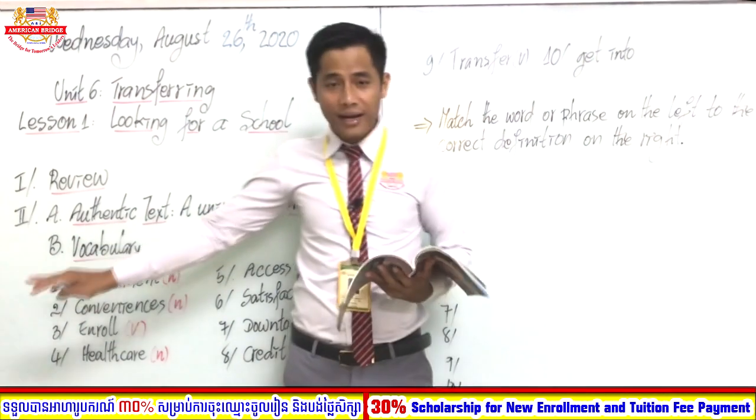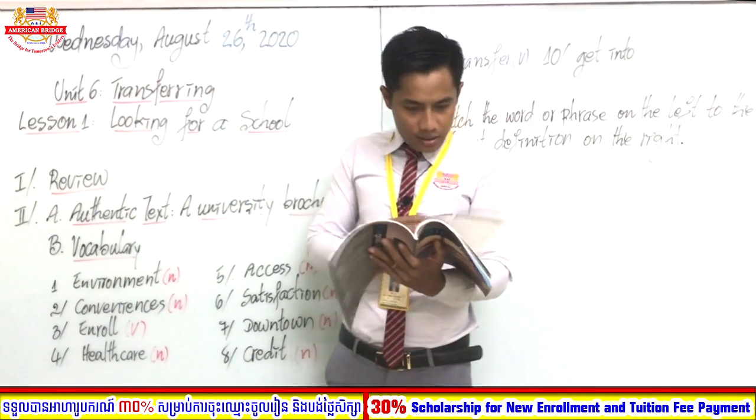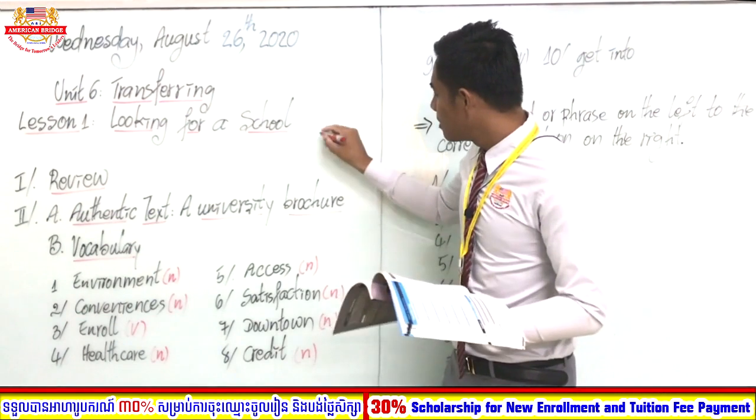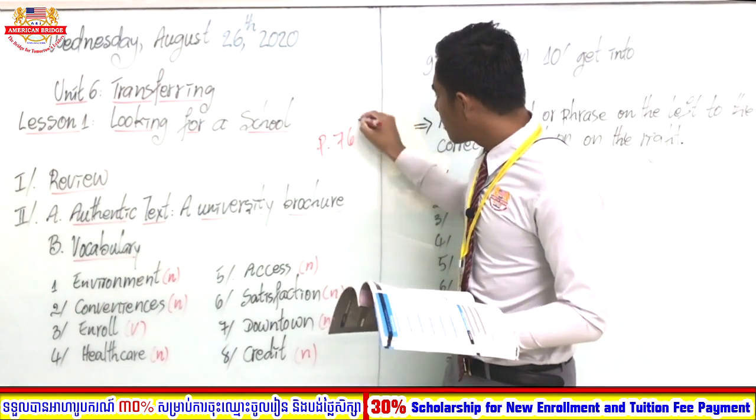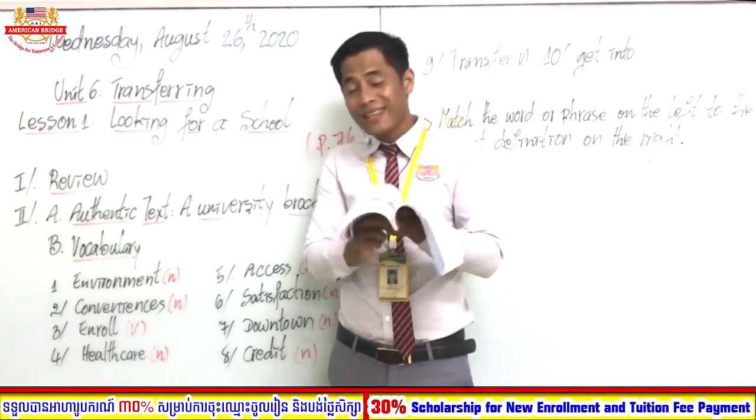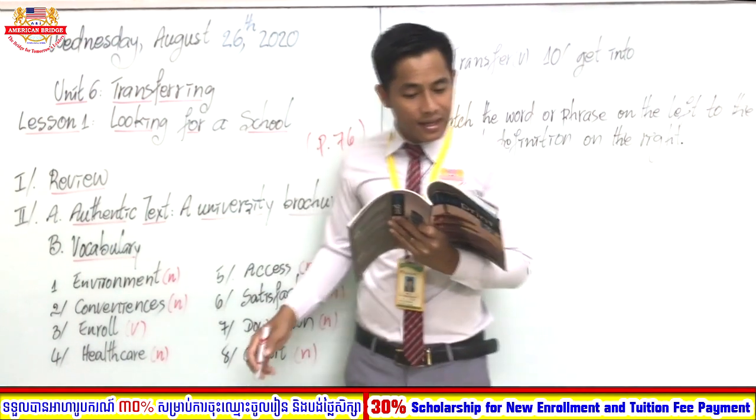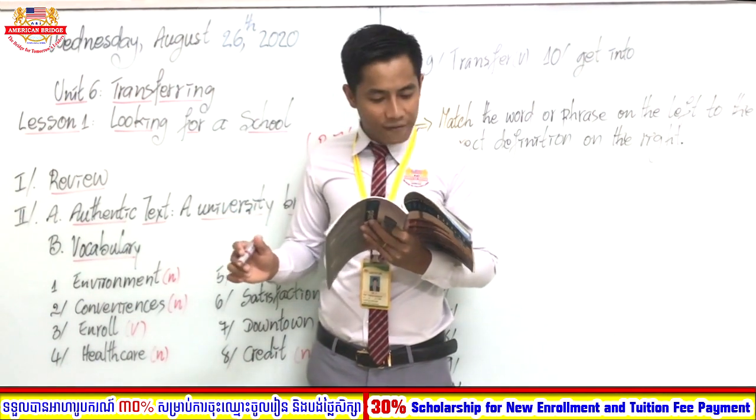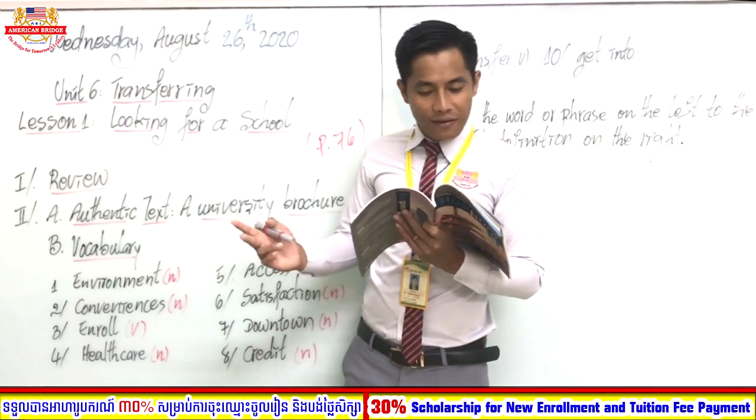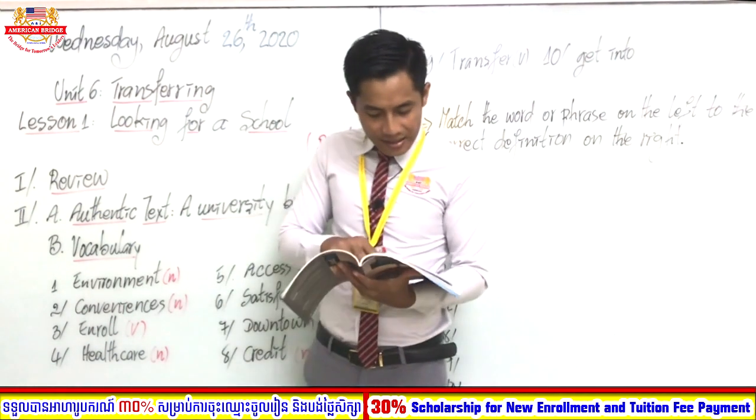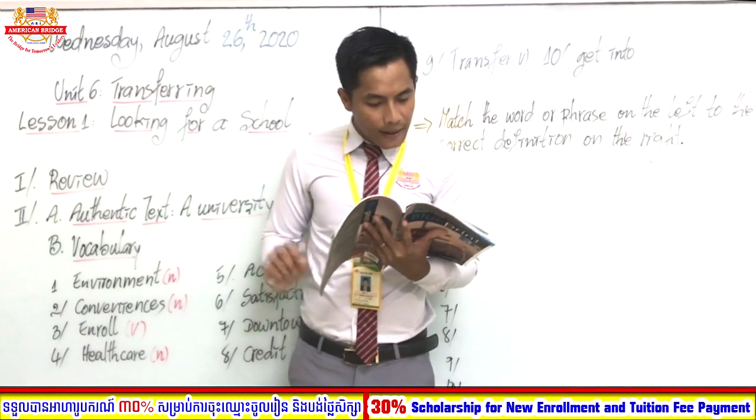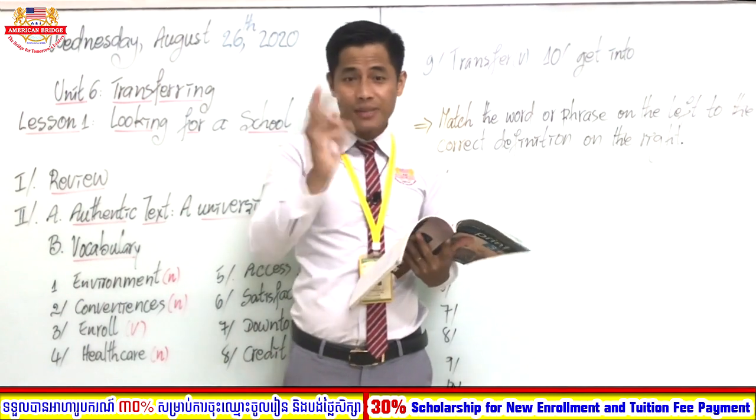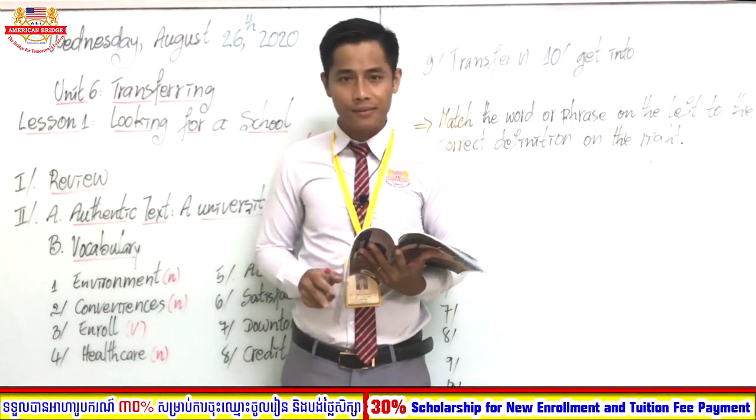Good. What you have to do right now, teacher wants you to open your book to page 76. Then you will see this lesson. Please look at Part A, a university brochure. We have two brochures in this text. Teacher would like you to spend 3 minutes to read it. So now let's pause the video and spend 3 minutes to read this brochure.